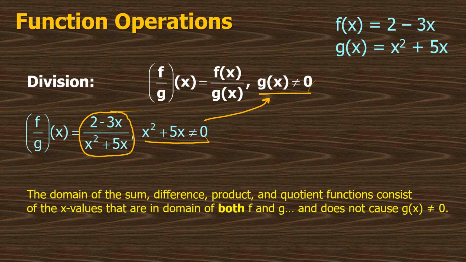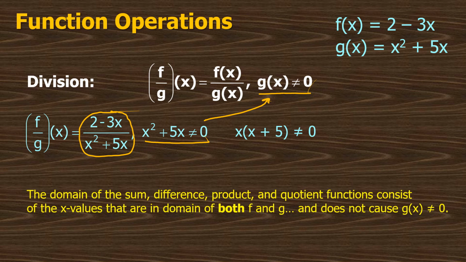And speaking of domain, you have to understand that it doesn't matter which of the operations. If you have a sum, a difference, a product, or a quotient, the domain consists of the x values that are in the domains of both f and g. And both f and g in our examples are all reals. But we have to also remember that we can't divide by 0, and so therefore we will have to remove any values where g of x would, in this case, equal 0. So let's analyze that part right now. When would I have a denominator x squared plus 5x equal to 0?